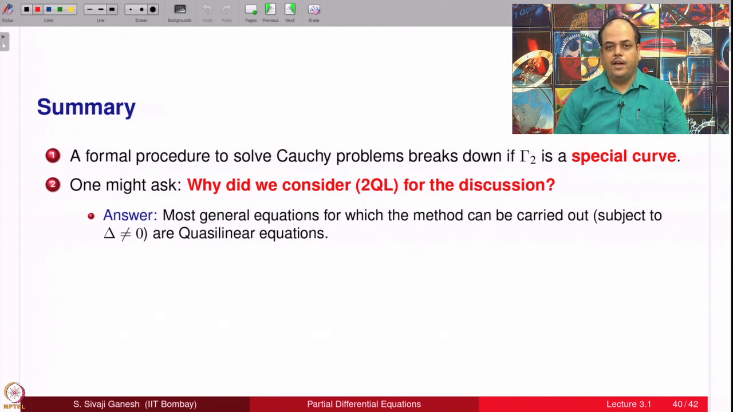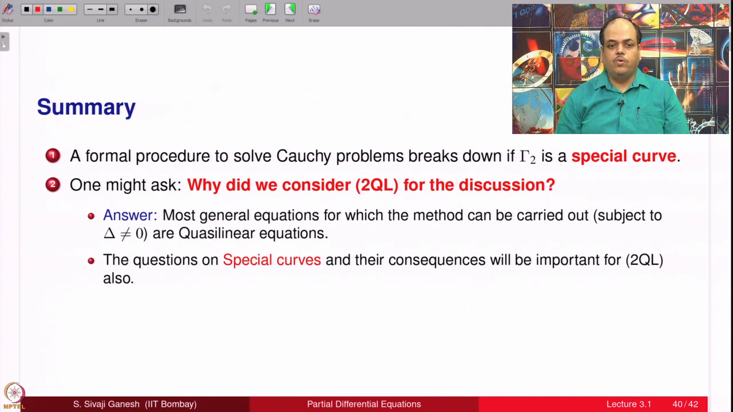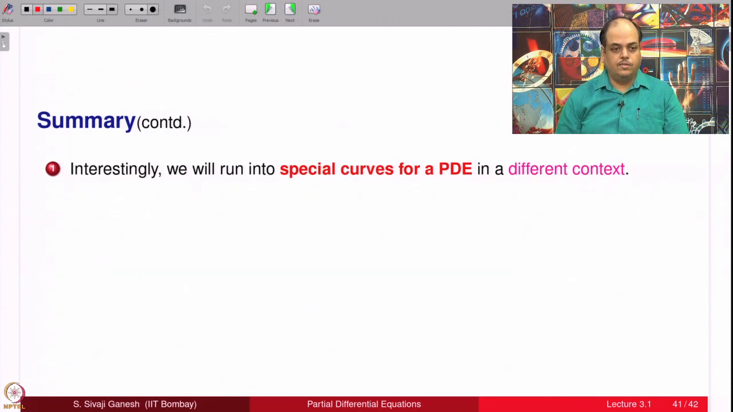That A, if you remember, depended only on zeta s. Zeta s is already known the moment you compute the first order derivatives. So, whenever you differentiate the partial differential equation as many times as you want, the highest order partial derivatives are always multiplied with A, 2b and c, which are known functions. And as a result, the linear system that we may write from time to time will be the same, whose determinant will always be delta s. So, that is the advantage. Since we could do it, we have done it for quasi-linear equations. And the questions on special curves and their consequences will be important for second order quasi-linear equations also. We will come across them later.